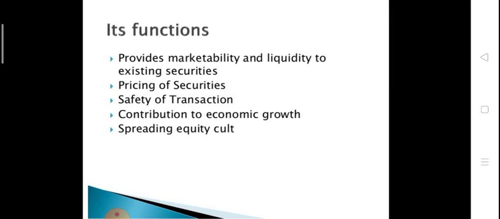Now safety of transaction. The stock exchange also provides us safety from any illegal activity or malpractice, meaning any fraudulent activity.